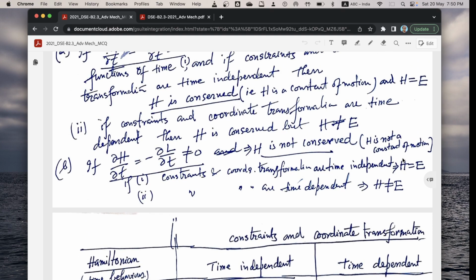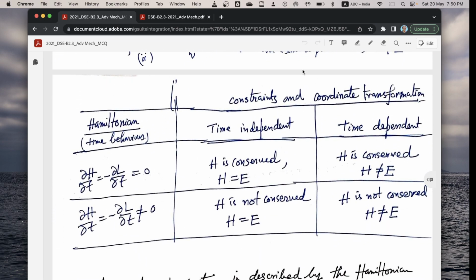So we summarize these results. For constraints and coordinate transformation with Hamiltonian H, when ∂H/∂t equals 0 and these are time independent, then we can say H is conserved and H equals E. If time dependent, then H is conserved and H is not equal to E. And if ∂H/∂t is not equal to 0, then capital H is not conserved. And when H is time dependent, then H is not conserved and H is not equal to E.